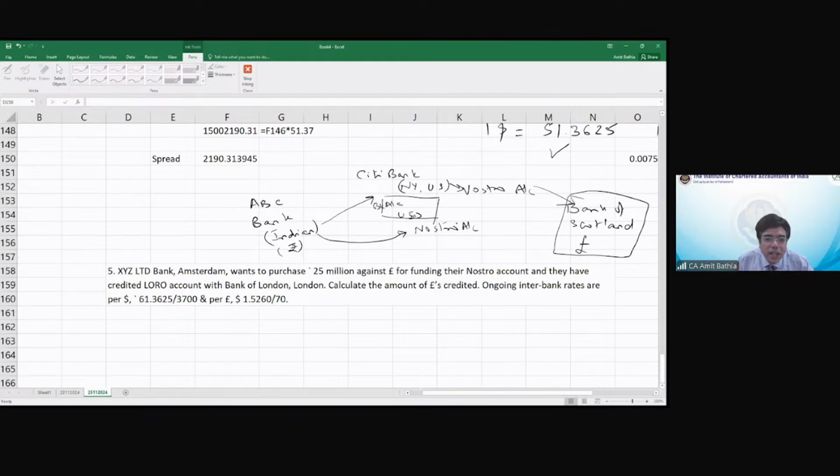So now, just like we do the cross rate conversion, here also the same thing will happen. However, this third account is known as Loro account. This is not my account, right? It is a third party account, which I am going to utilize.